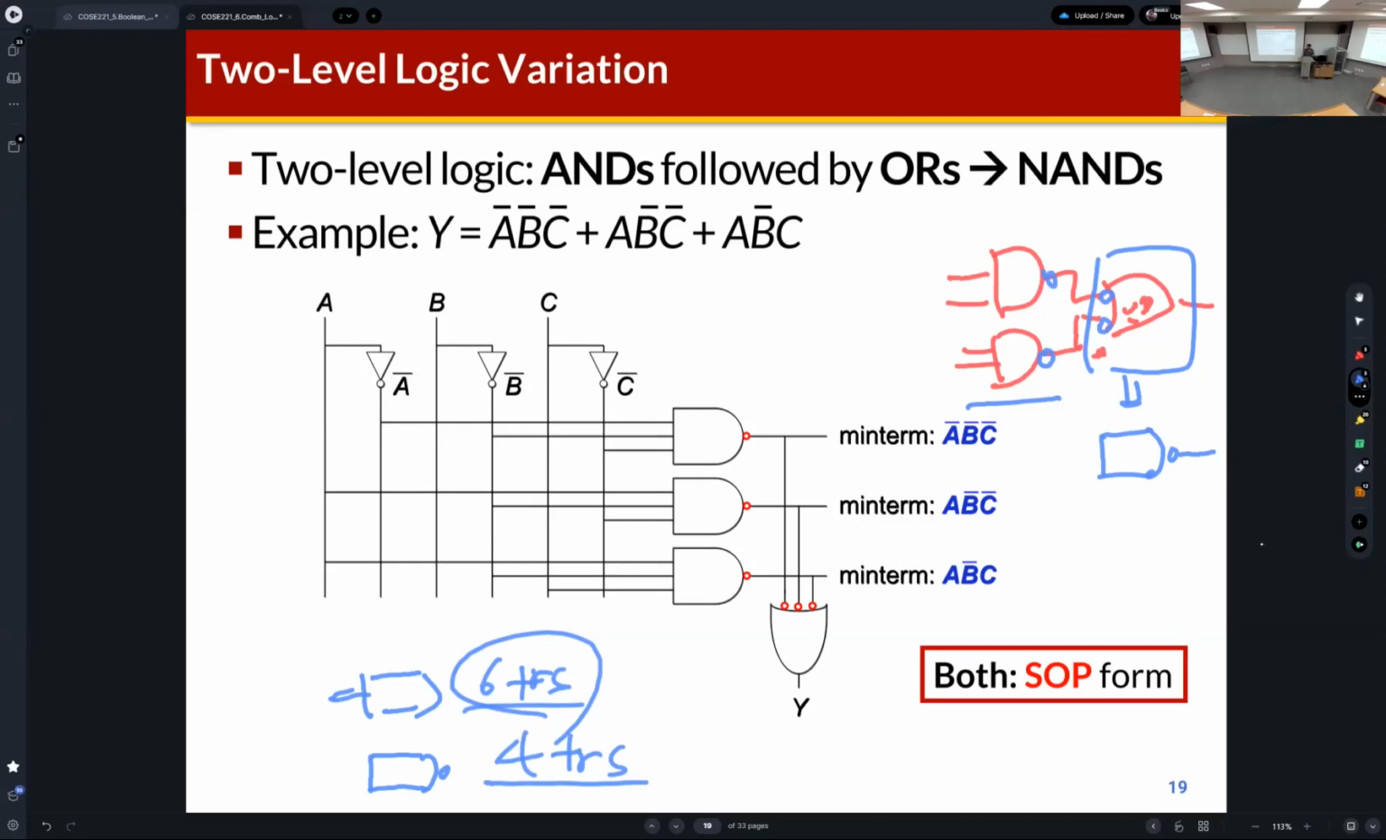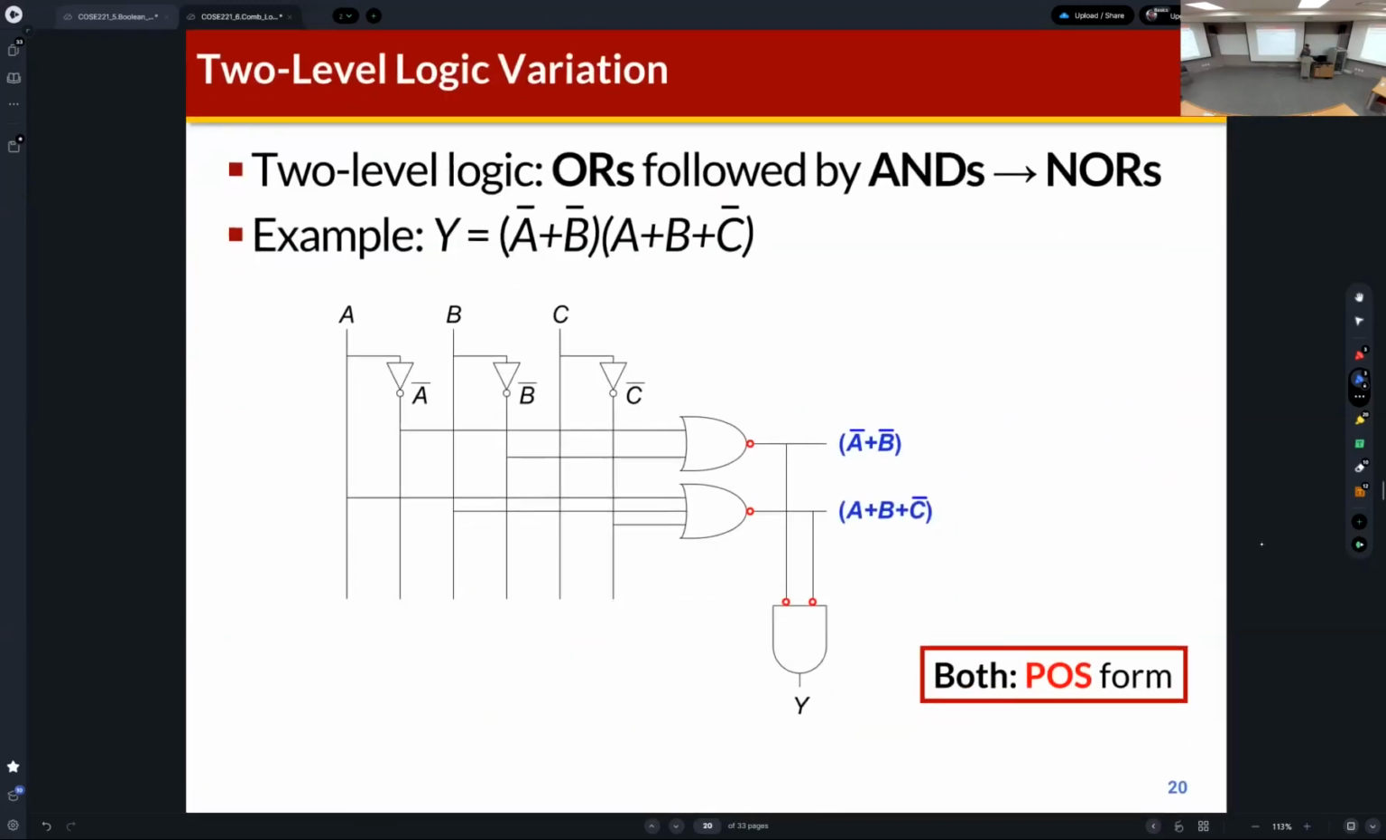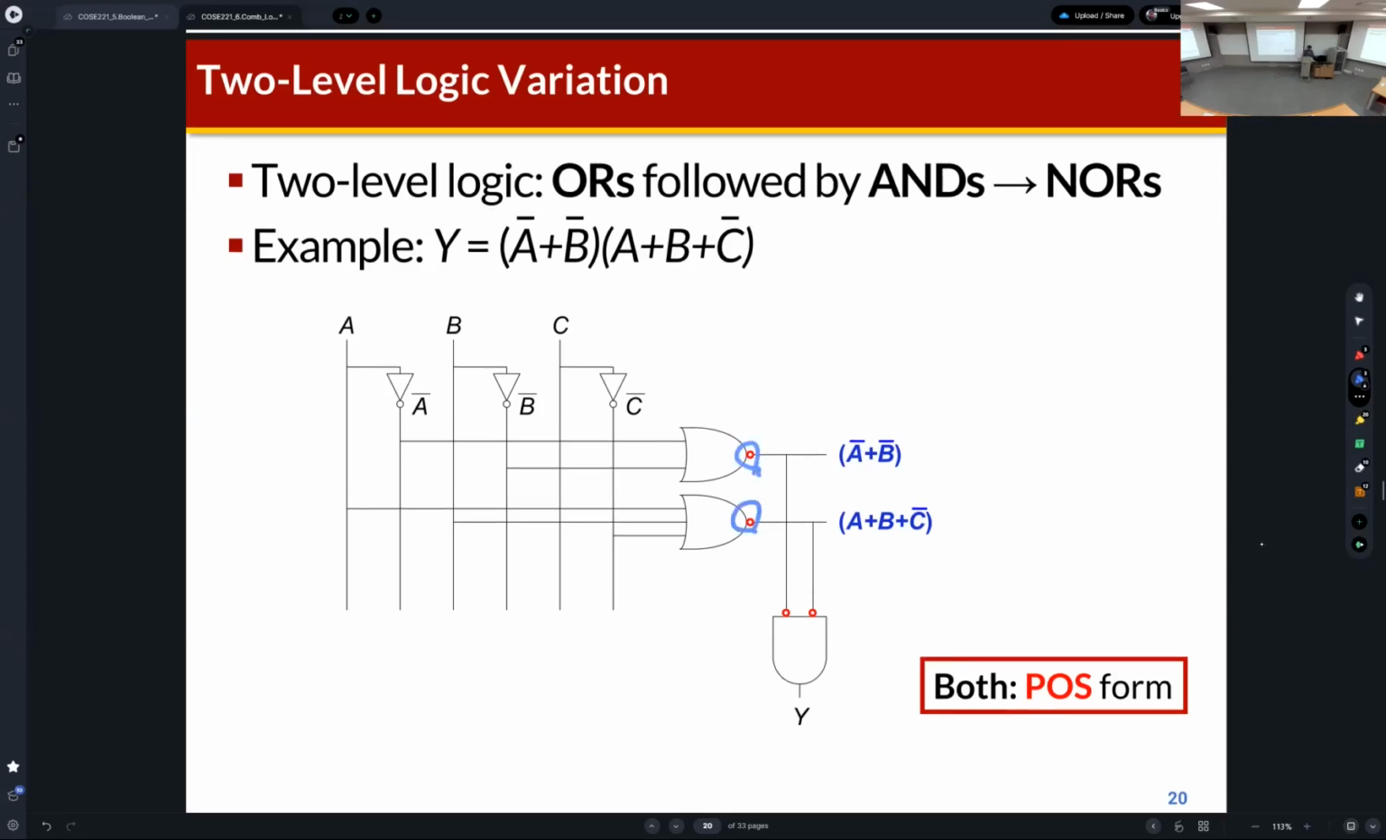NAND gates. Okay. We can also apply the same way to the POS form. So OR gates followed by AND gates. Also, we can add bubbles like here, right? The bubbles here and bubbles here. Also, we can find bubbles here. Bubble over bubble is the same story, no?